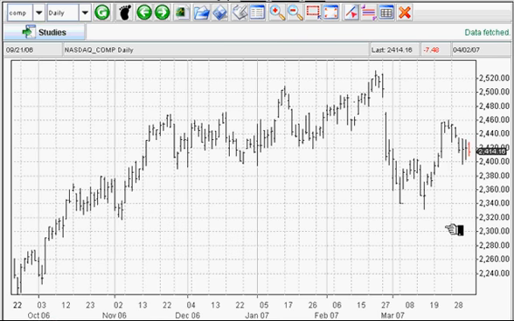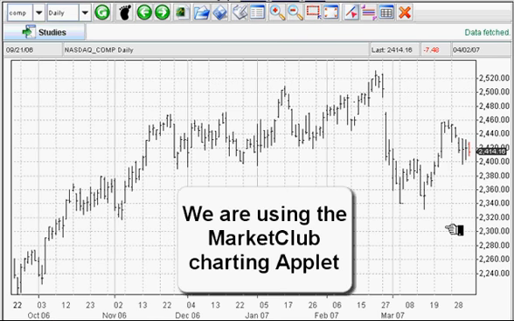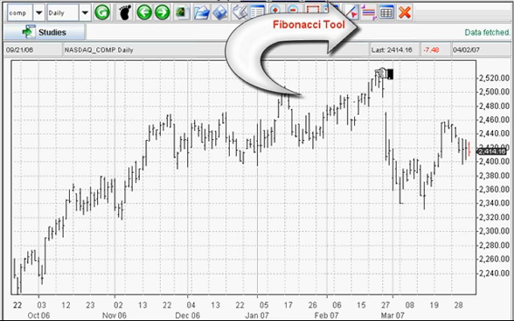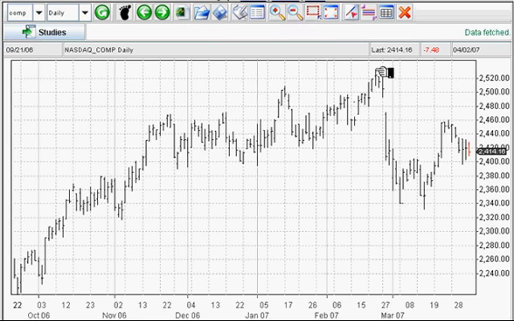We were using MarketCLUB charting applet, which is very easy to use, and I want to use some of the tools that we have in place for MarketCLUB. So we're going to click on this tool here. This is our Fibonacci tool. This is a very important tool, very easy to use. It shows you the retracement levels, and more importantly, where the market should stop and reverse.